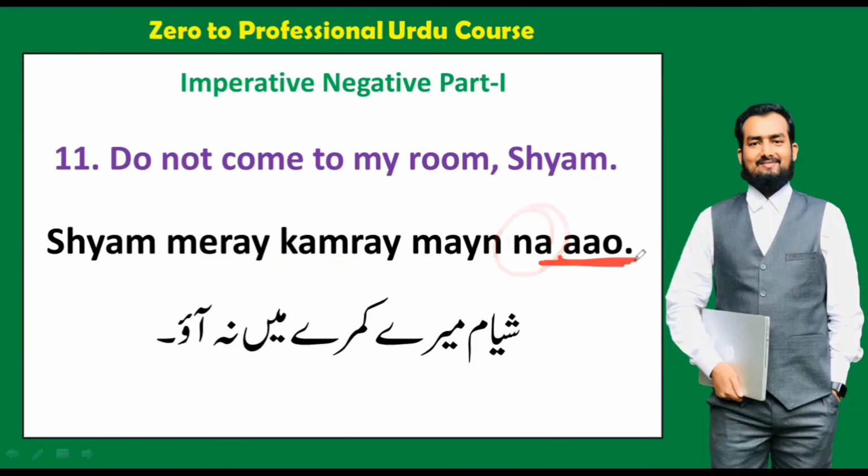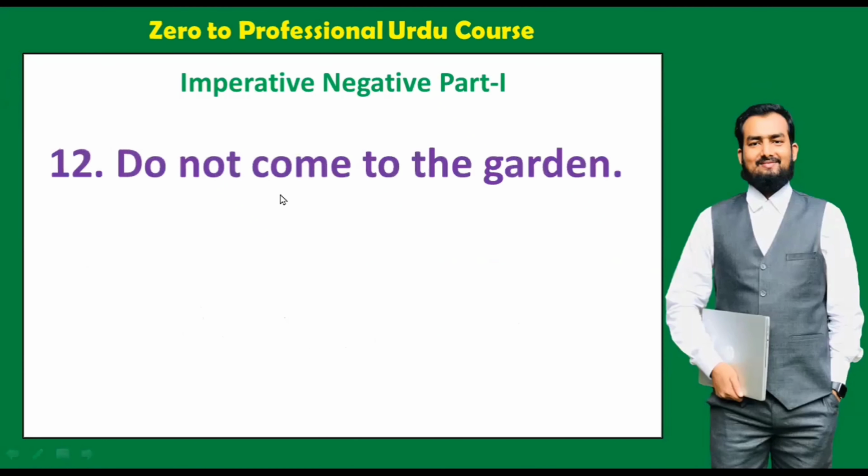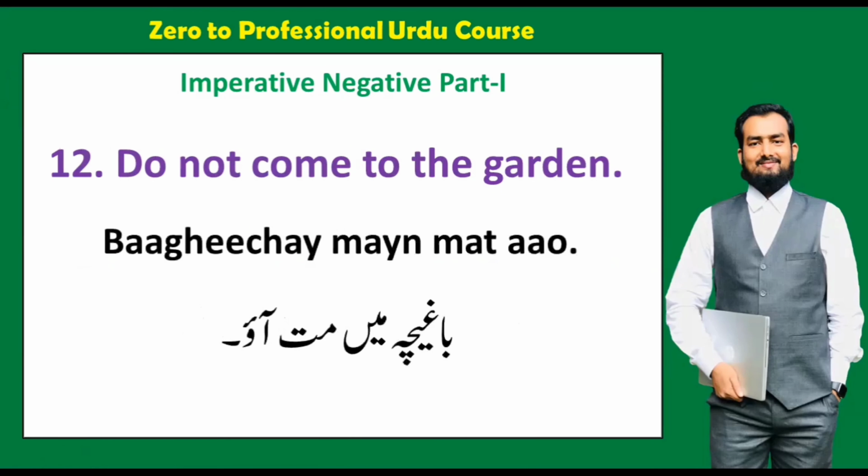There is general context, that is why we added o only. Okay, so do not come to my room, Shyam. In general context in Urdu, how will you say this sentence? We will say Shyam mere kamre mein na aao, or we can say without mein, Shyam mere kamre na aao. Okay, and the next sentence is, do not come to the garden. How will you say? We will say this sentence, Baghiche mein mat aao.